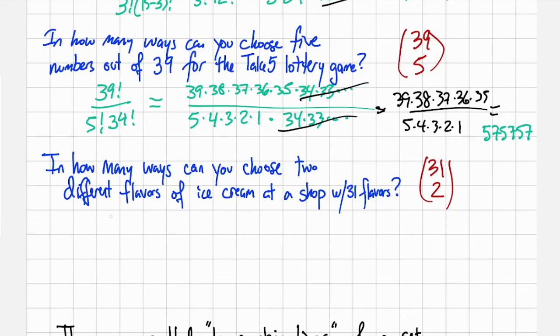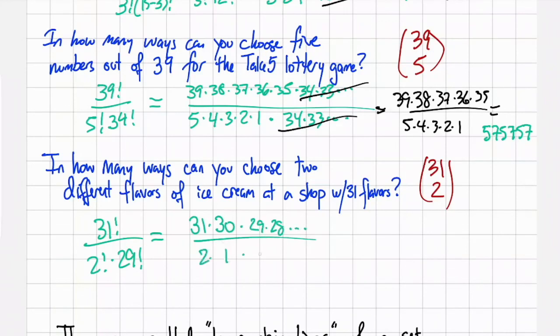And lastly, the number of ways you can choose 2 different flavors of ice cream at a shop with 31 flavors is 31 factorial divided by 2 factorial times 29 factorial. This we can simplify as 31 times 30 times 29 times 28 over 2 times 1 times 29 times 28, which is equal to 31 times 30 over 2, which is exactly 465.